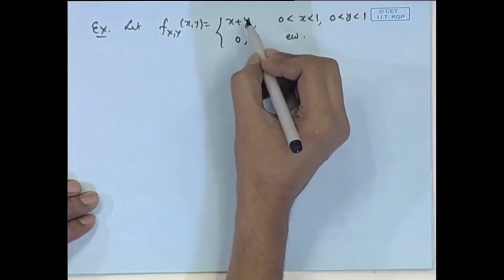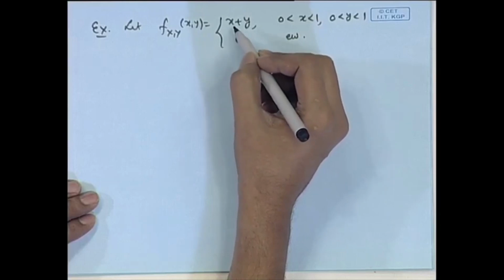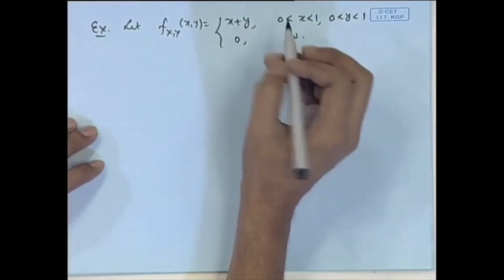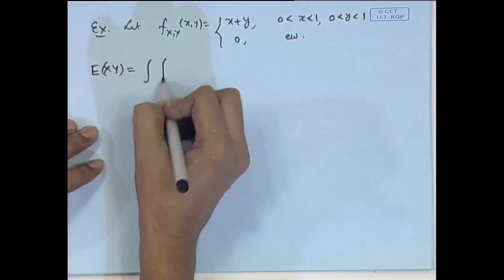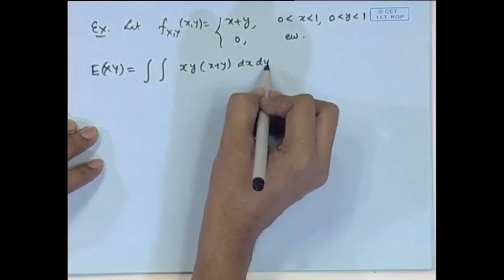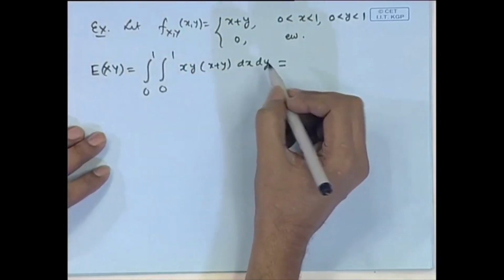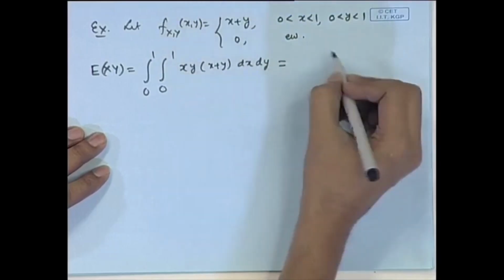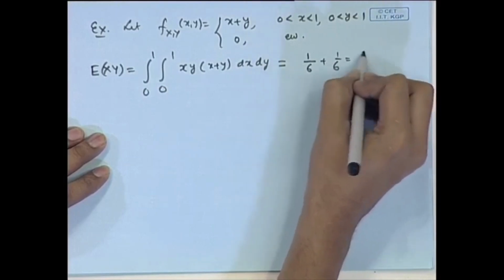In order to calculate the coefficient of correlation, we need the first and second moments of x and y and also the first product moment of the joint distribution. So, expectation of x into y is equal to the double integral of x y into x plus y dx dy, with limits 0 to 1. So, this is simply the integral of x square y plus x y square, which we can easily evaluate, and it is equal to 1 by 6 plus 1 by 6, that is equal to 1 by 3.